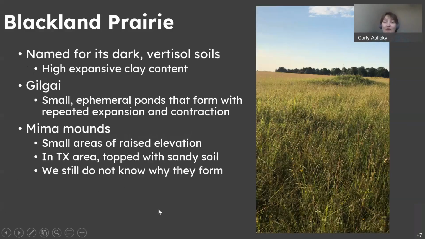You also get another really cool geological formation or soil formation called mima mounds. They're occasionally called pimple mounds also in Texas, just commonly. And what it is, is a very small raised elevation. It's essentially a hill in miniature. In Texas, we find these in areas topped with a sandy soil.